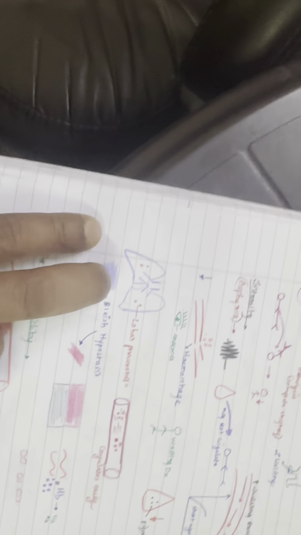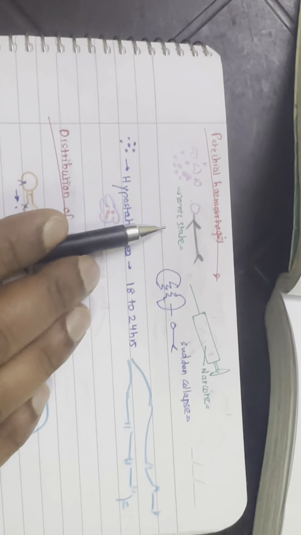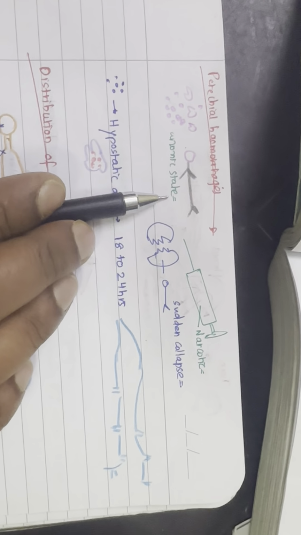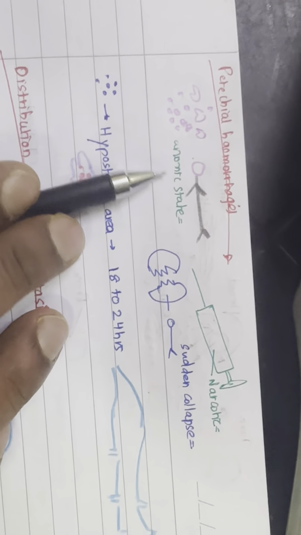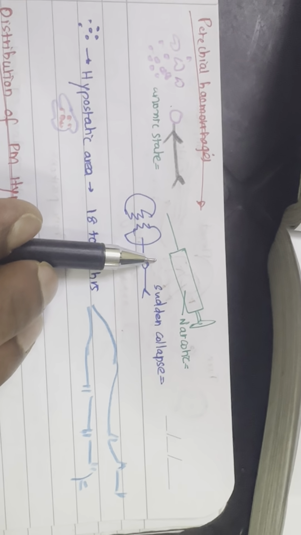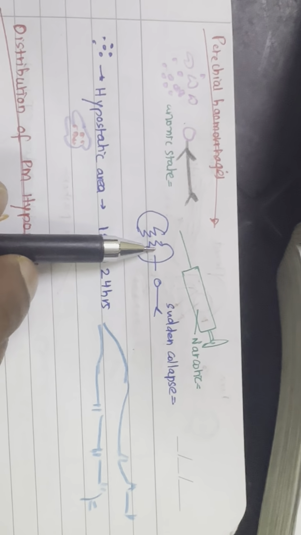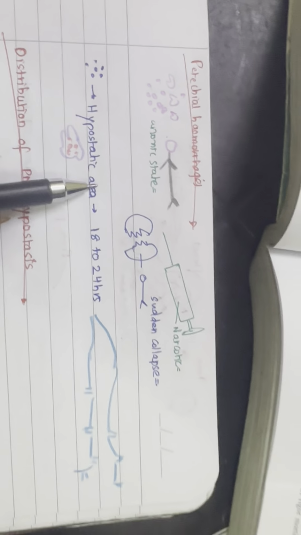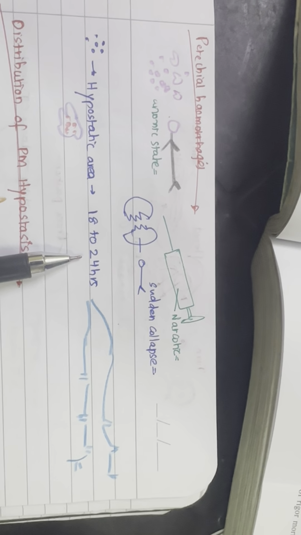Next is about petechial hemorrhages. Numerous or fine petechial hemorrhages may be present in the hypostatic area in death during an anoxic state. They are very common in narcotic poisonings and in sudden collapse due to acute cardiac arrest. Petechiae may be seen in the hypostatic area in 12 to 24 hours due to rupture of the small vessels.